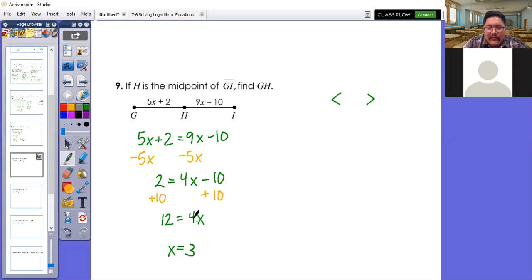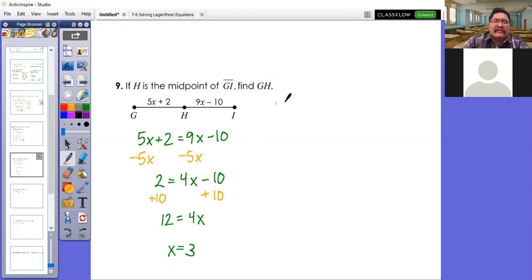Right, 3 times 4 is how you get 12. So some of these are pretty simple. You don't have to do that last step where you're like, let's see, divide both sides by 4, which in this case would just be 12 divided by 4, which is 3 again. But either way, now we have one piece, but this isn't quite our answer yet. So again, we might stop here and be like, okay, we found X, we're done. But remember, the question's not asking for X, it's asking for GH.